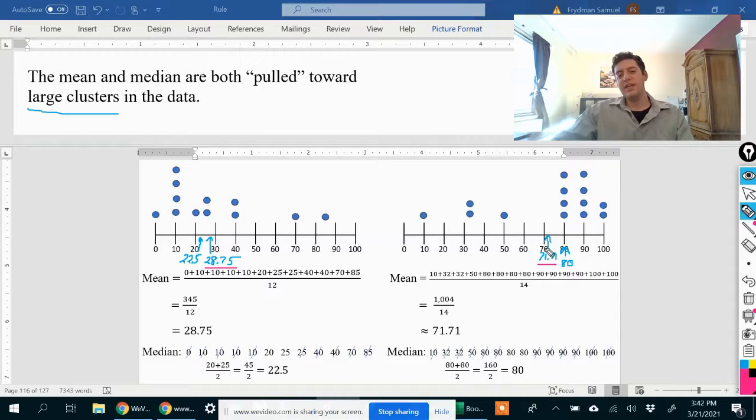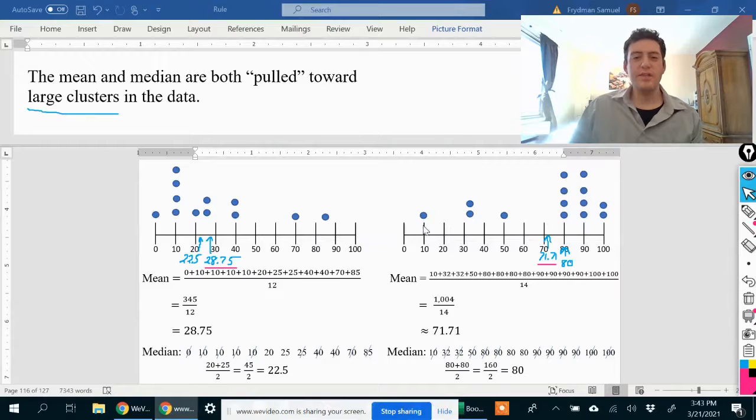And you can see that even though the mean is close to this cluster over here, it's also getting pulled a little bit further to the left than the median is, because this tail over here has more of an effect on the mean than it does on the median. And we're going to see why that is right now, actually. But for now, just understand that both the mean and the median are pulled towards large clusters of data. So if we see that there's a large cluster of data somewhere, then we can expect to find the mean and the median near that large cluster.